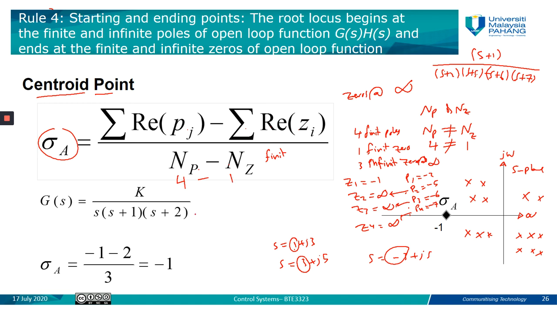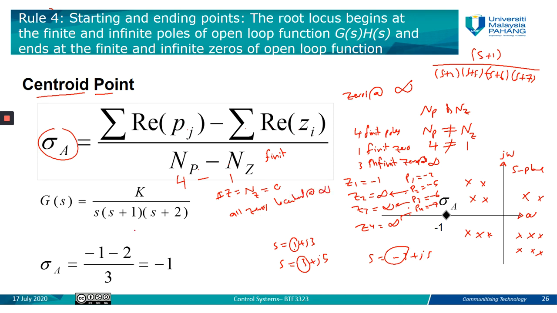Okay. So for this function, we have this transfer function G(s) equal to K over s times (s plus 1)(s plus 2). So how many zeros do we have here? At finite zero, there are no zeros. The number of zeros is equal to 0, nz equal to 0. No zero here because all the 3 zeros will be located at infinity.